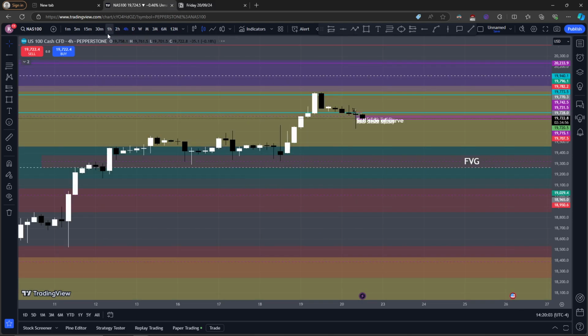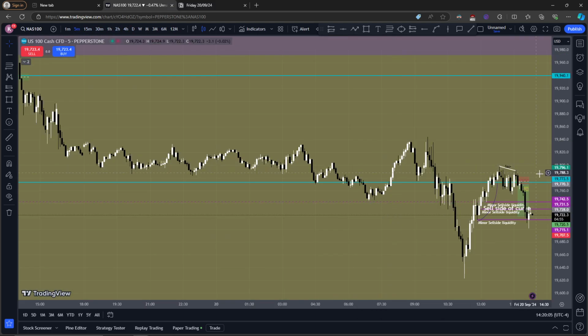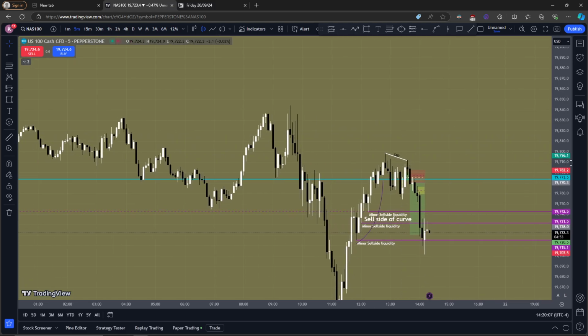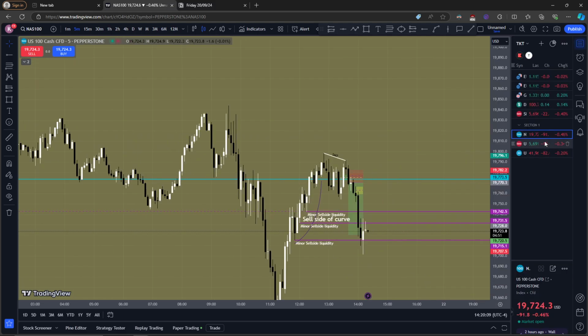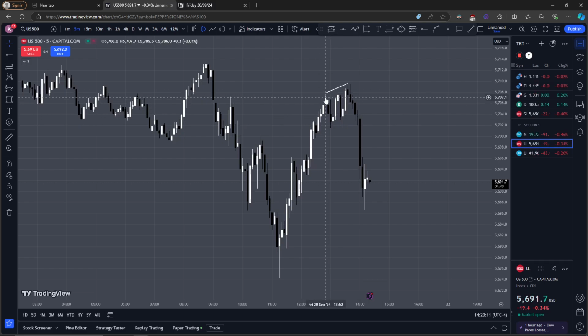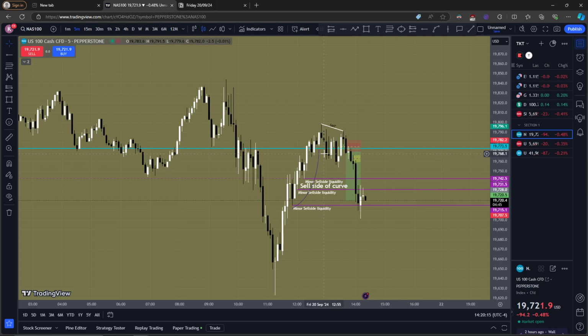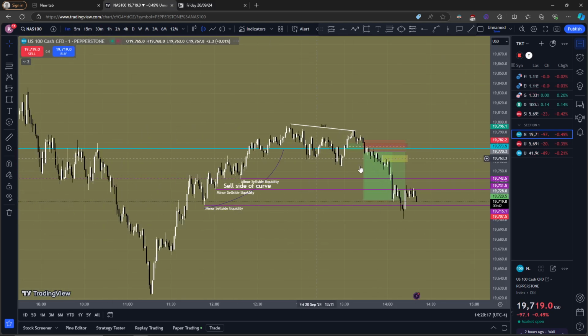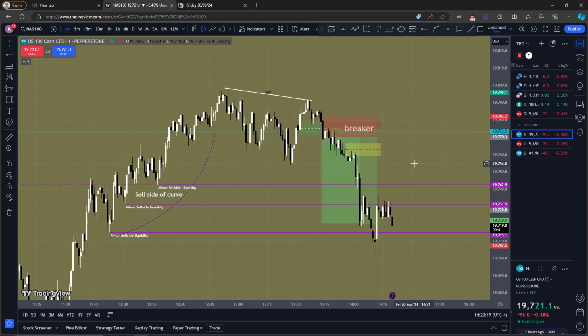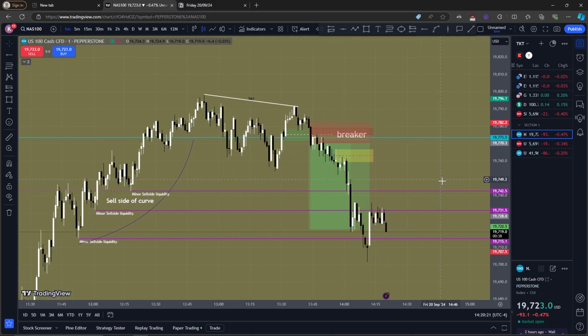So that's what happened. And you can clearly see, even on the 5 minute, I don't know if you will see the SMT, but yeah, you can clearly see the SMT divergence. And on the 5 minute, when we zoom in, you can clearly see the market structure shift, simple 222 model. So that was it.